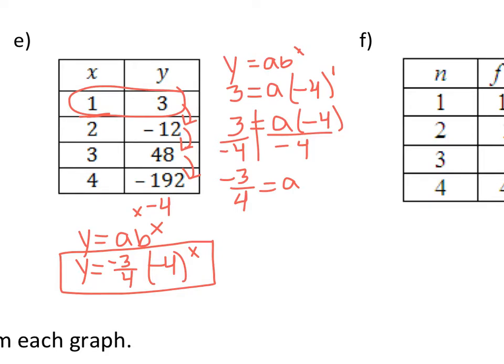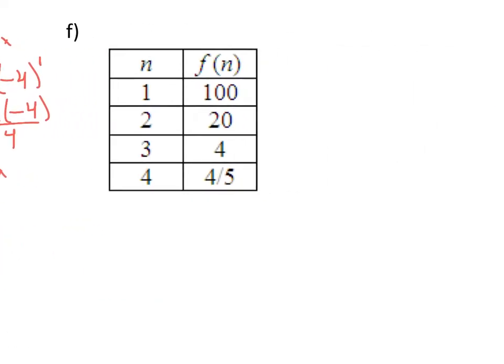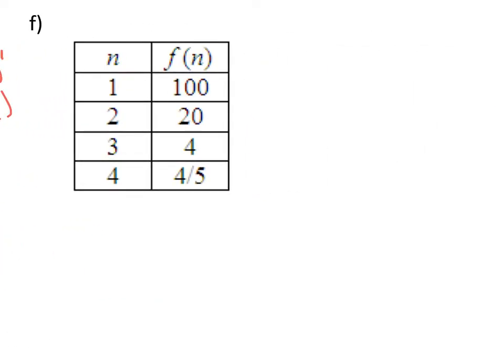Let's take a look at one more like this. Let's look at f. Okay, it's important to note that this has n and f of n. So our final answer has to be n and f of n. Well, our pattern here is divide by 5, but we can't put division. We have to write it as multiplication. Well, divide by 5 is the same as multiply by 1/5. So our b value is 1/5.